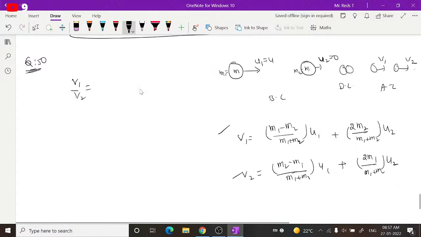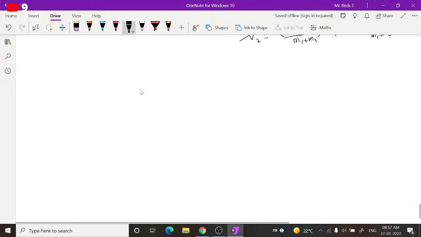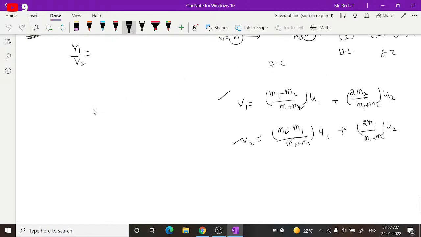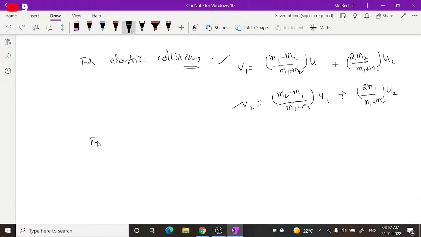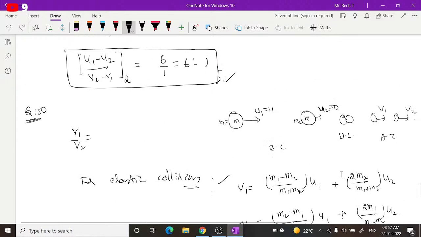I'm going to give you another set of values for v1 and v2 here. These are for elastic collisions, but it is not mentioned those collisions are elastic. If it is elastic, obviously the ratio between the velocities will be: v2 will be u1 and v1 will be 0. The ratio v1 by v2 will be 0 only. But you see here, you will not get such kind of option. So you have to understand that it is an inelastic collision.